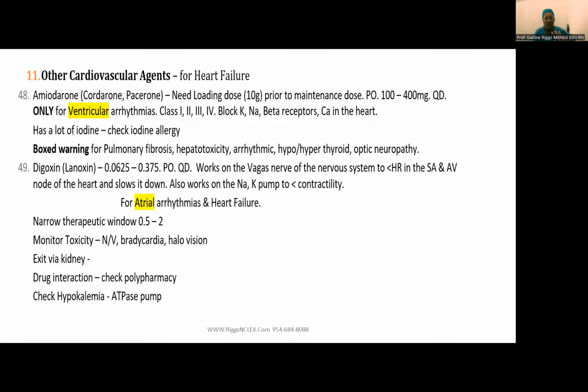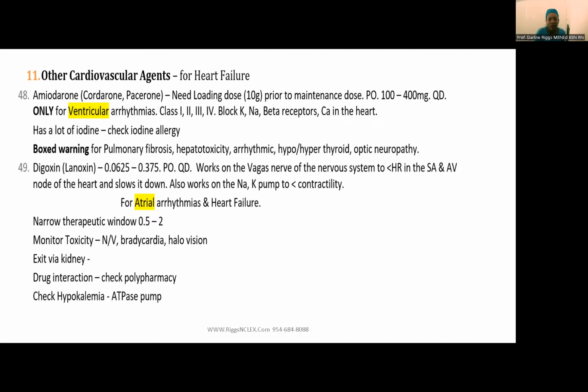Dig, we talked about already. Recap. So I went over this again, but just for repetition's sake. Digoxin works on the vagus nerve, right, of the nervous system. That's how it's going to lower that heart rate and help the heart work better and not harder. It works on the SA and AV node to slow it down.